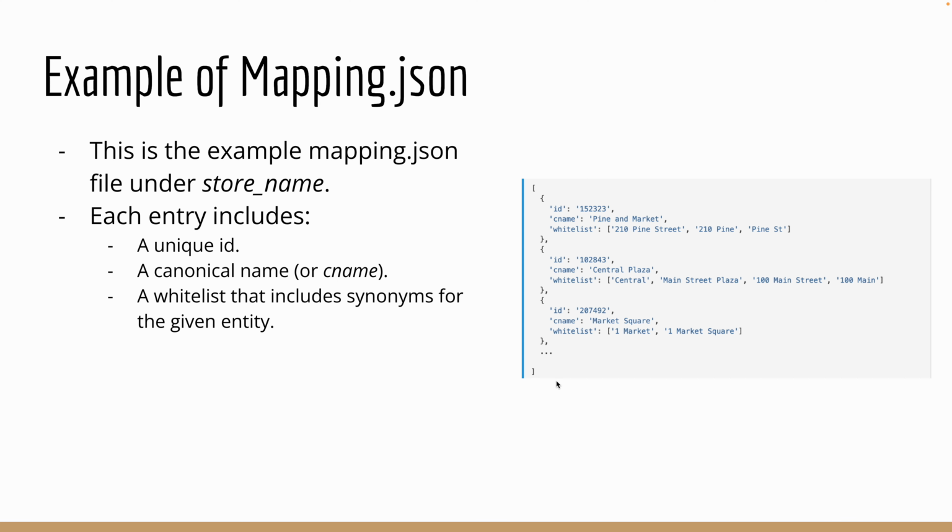So let's look at an example of a mapping.json file. Here we see the ID, the canonical store name, so this is Pine and Market, and the whitelist means what are the different ways that you could refer to this particular entity, because it's not always the case that someone will refer to some entity in the same way. For example, Central Plaza, someone might say, hey, I'd like a pizza from Central, or Main Street Plaza, or 100 Main, or 100 Main Street.